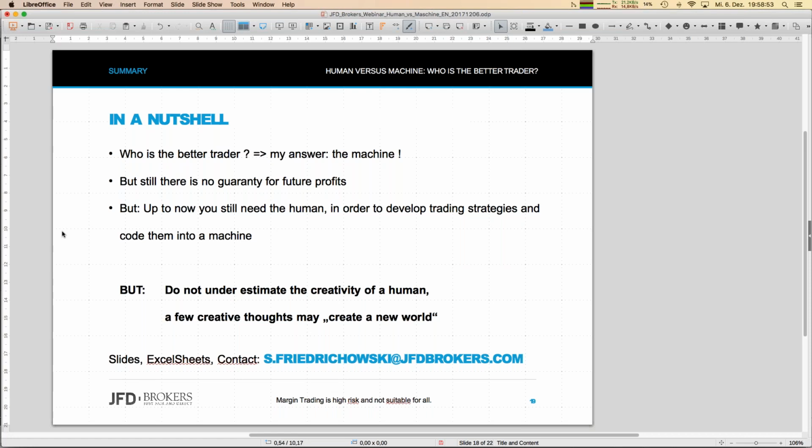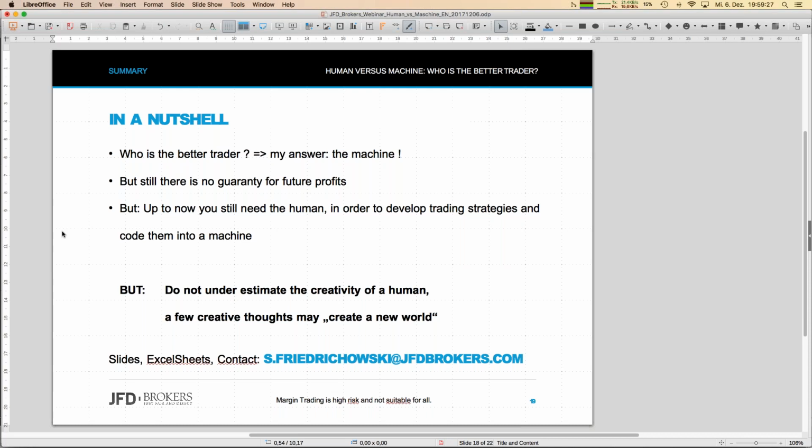Is there any guarantee for future profits? Of course not. As in every case, when you talk about trading, there are no guarantees. So the good thing is, if you do things like walk forward methodology, we have self-adapting strategies. So they look to the history and adapt themselves. They change parameters, which is good. So they are not static, they are dynamic.